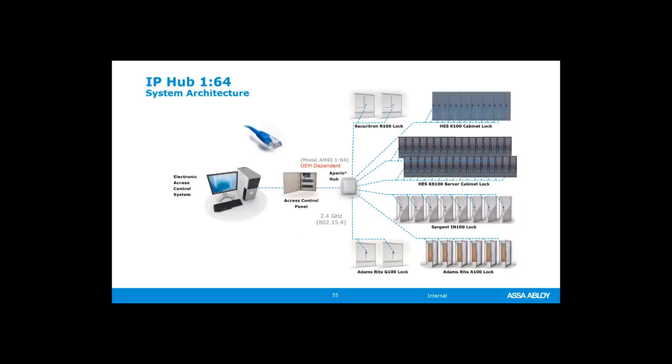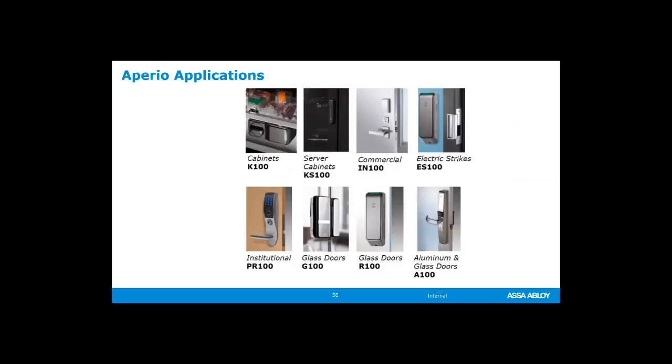The IP hub connects to the access control system via IP or Ethernet connections. The IP hub allows up to 64 Apereo devices to a single hub. The hub contains an integrated antenna with the option of an external antenna, and the radio communication is encrypted. The IP hub is powered by the Ethernet connection, or you can also have it hard-wired separately other than the Ethernet cable.